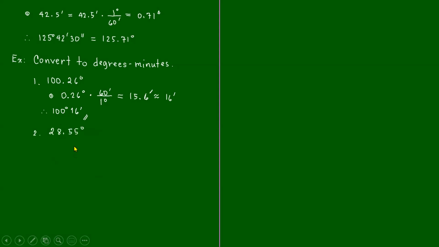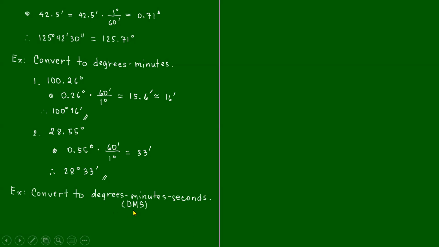What about 28.55 degrees? Let's take the decimal part, 0.55 degree, times 60 minutes per degree. So getting 33 minutes. So 28 degrees, 33 minutes is the equivalent of 28.55 degrees.